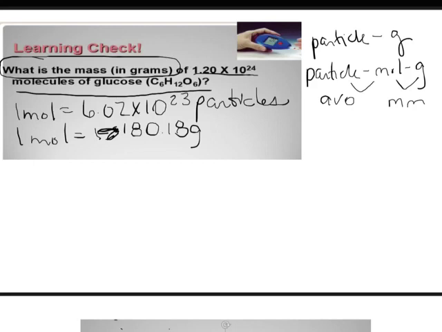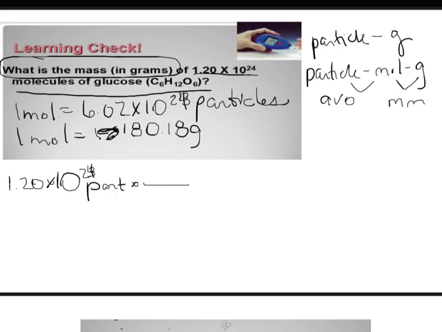All right, so what we underline, this 1.20 times 10 to the 24, that is going to actually start our problem. So that's our given, 1.20 times 10 to the 24. And that's going to be particles. I'm just going to put part. Is that okay with y'all? Just to save space. Oops, I'm sorry, y'all. That was 24. My apologies. There we go.